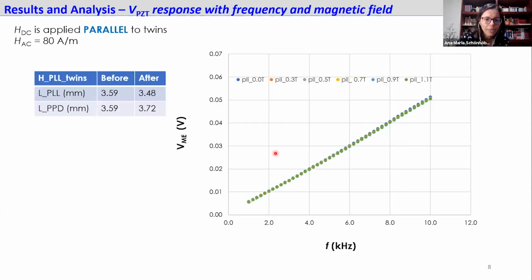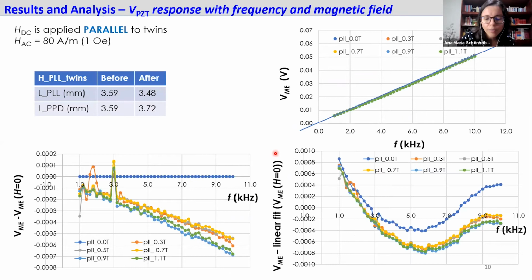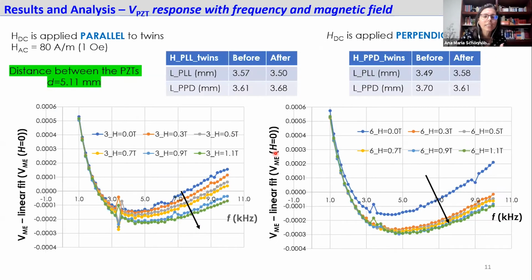Apparently we are having the best responses when we apply the magnetic field perpendicular to the twins. But when we tried to do a better analysis of the data, we realized that the compression is even more important. It's more important than the magnetic field. So to disclose that, we need to do another test before I can assure something.